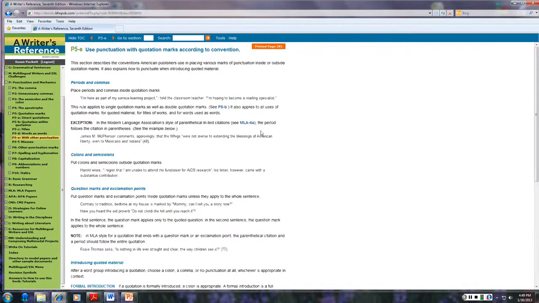Periods and commas go inside the closing quotation mark. The one exception has to do with the in-text citations that we use in MLA. That's because the citation goes before the period. Other than that, commas and periods go inside the closing quotation mark. Colons and semicolons follow the closing quotation mark. Question marks and exclamation points go inside if the quotation is a question or an exclamation. They go outside if the question is being asked separate from it.